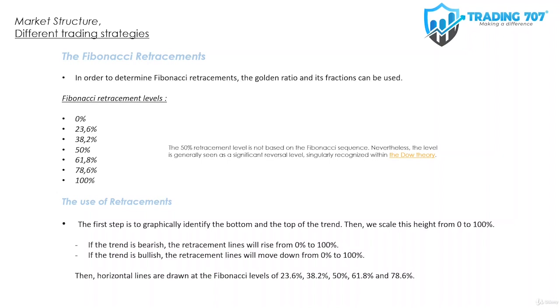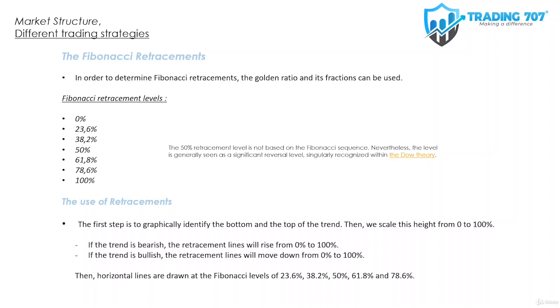Now that we have a better understanding of how reversal levels are calculated, the next step is to correctly incorporate them into the stock price. As a first step, we need to graphically identify the bottom and the top of the trend. Then, we scale the range from 0 to 100%. It is important to know that if the trend is bearish, the retracement lines will rise from 0 to 100%. Inversely, if the trend is bullish, the retracement lines will move down from 0 to 100%.